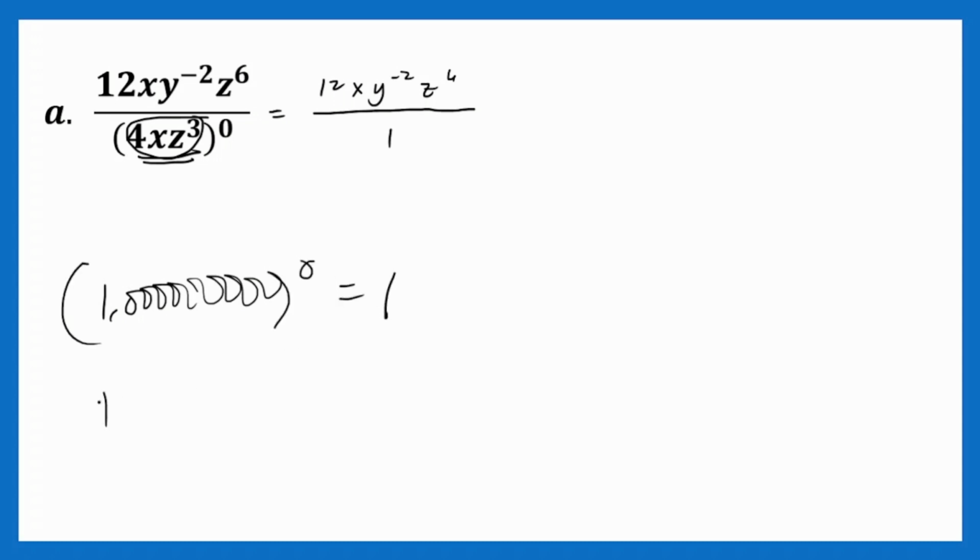Kunwari, 1, A, B, C, D, E, F, G, kung anumang letter ang nakalagay dyan, anumang variable nakalagay, ni-raise ko siya sa 0, 1 yan. Katulad nito, naka-raise siya sa 0, wag mo nang isolve yan, that's automatically 1. Okay? So, clear tayo dyan. Kaya, kung dinivide mo to, dinivide mo yan, that's incorrect. So, take note, may naka-raise siyang 0 sa taas.